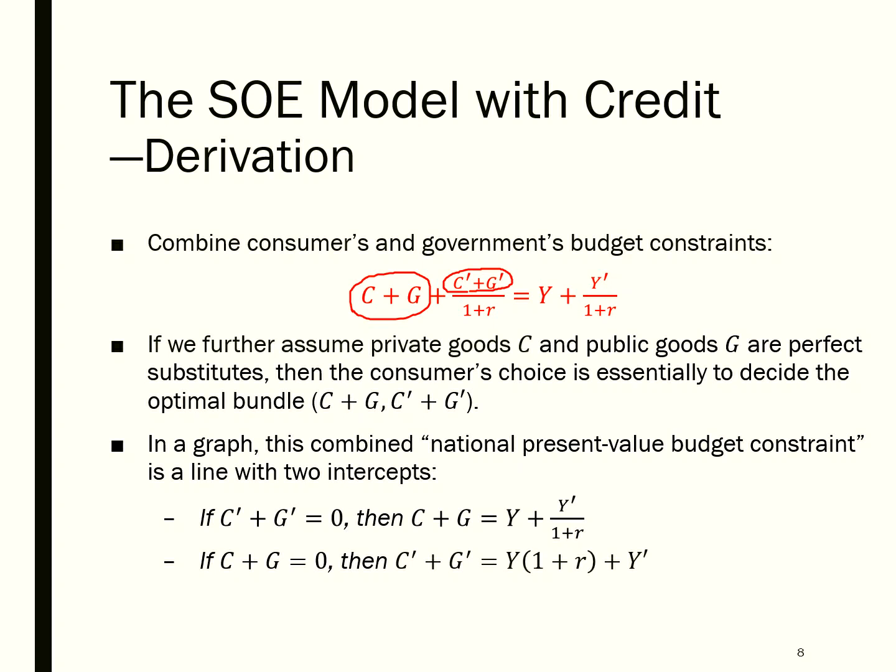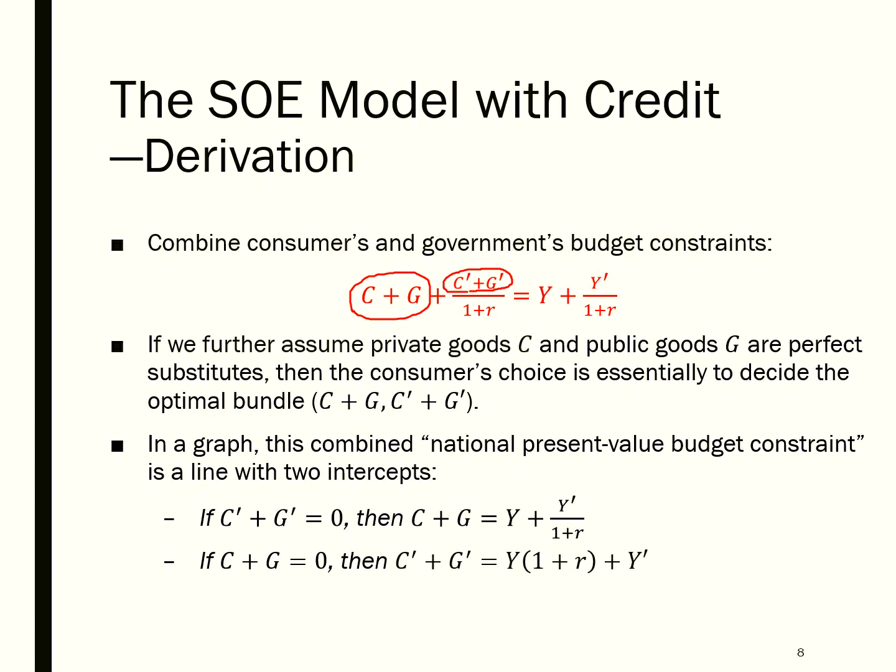Reversely, the second special point on this combined national present value budget constraint is that when C plus G is equal to 0, then the future consumption C prime plus G prime is equal to Y multiplied by 1 plus R plus Y prime. That is to say, if you consume nothing today, then tomorrow you will consume the future value of your endowment.